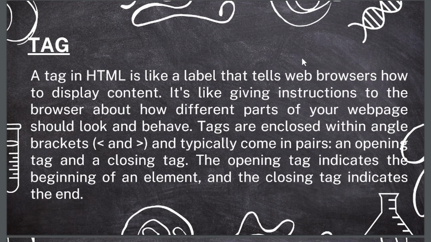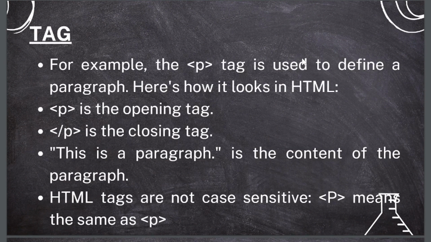Basically, tags are enclosed within angle brackets and typically come in pairs, like an opening tag and a closing tag. The opening tag indicates the beginning of an element, and the closing tag indicates the end. For example, the p tag is used to define a paragraph. You can see it is showing the opening tag and the closing tag. So this is the paragraph. We have to add the content, this is the paragraph, in between the opening tag and the closing tag.